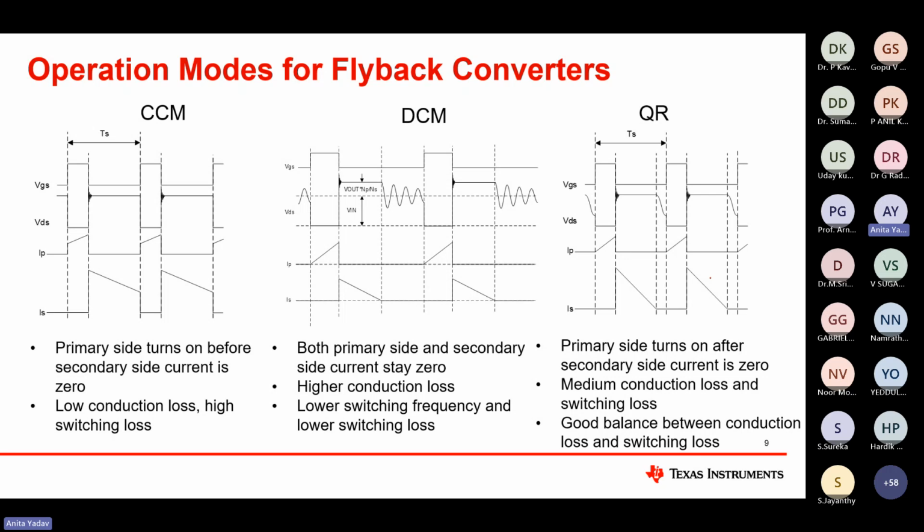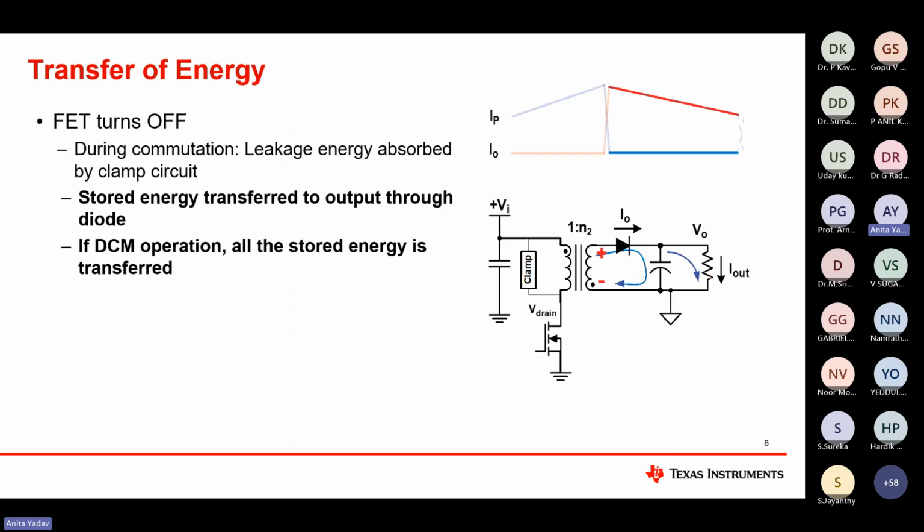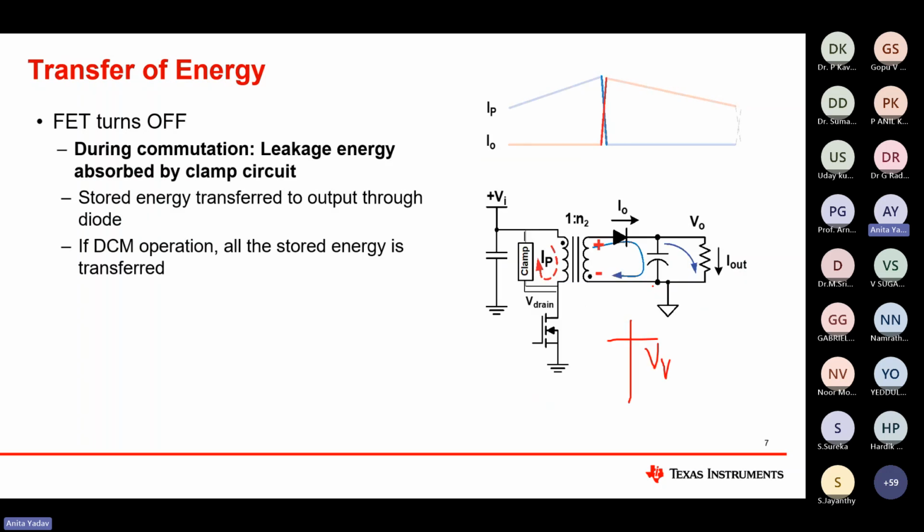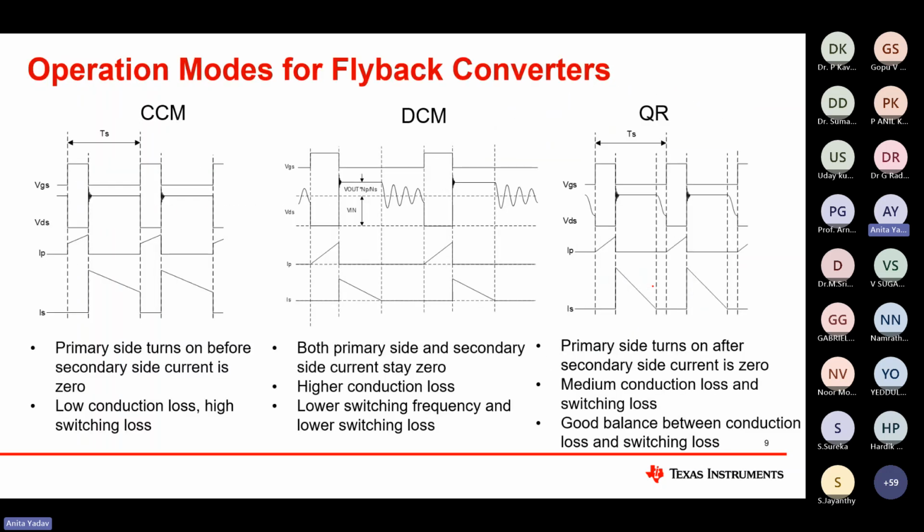So in CCM, if I explain it in a very simple manner, as I said on page number 6, first the energy gets stored in the transformer, then when the FET turns off, it gets transferred to the secondary side. In CCM, when the FET is turned off, energy starts transferring to the secondary side. Before it gets completely transferred, the primary side FET starts conducting again. That's what is called continuous conduction mode of operation.